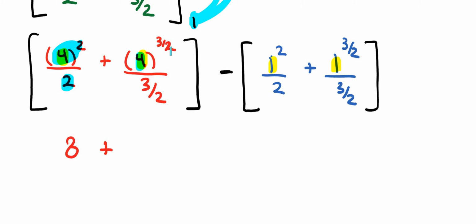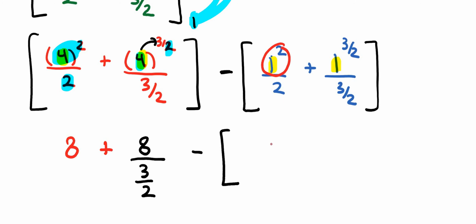Here's a 4, and 4 to the power of 1/2, well, 4 to the power 1/2 is 2, right? The square root of 4 is 2. So 4 to the power 1/2 is 2, and 2 to the power of 3 is going to be 8. So the numerator is going to be 8, and we'll divide that by 3 over 2. Minus, well, 1 to the power of 2 is just 1, so that's 1 over 2, plus 1 to the power of anything is 1, so 1 over 3 over 2.